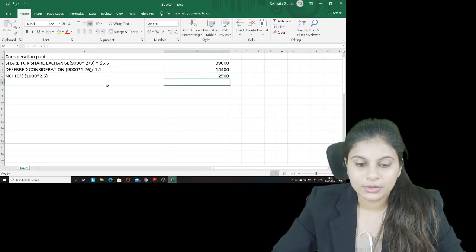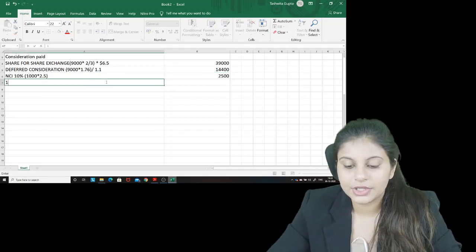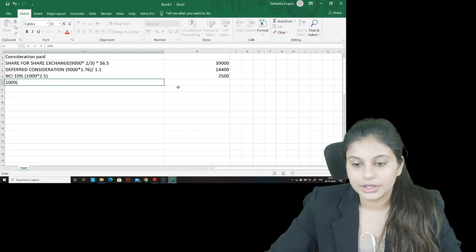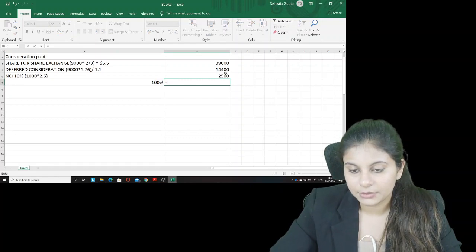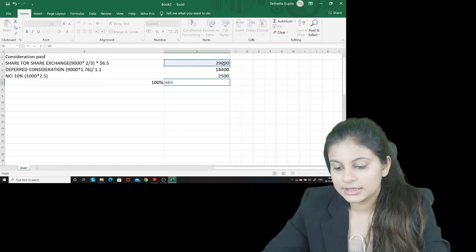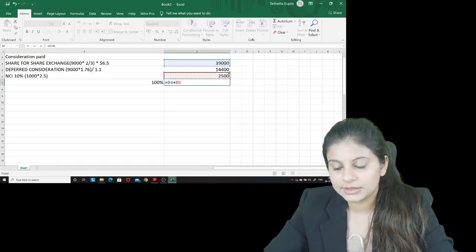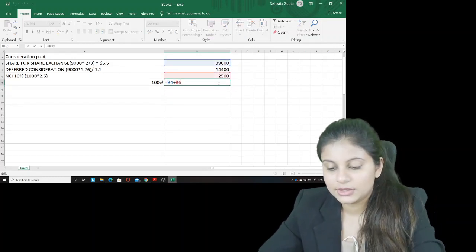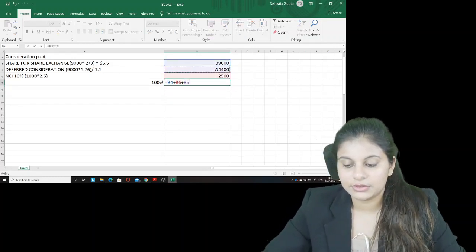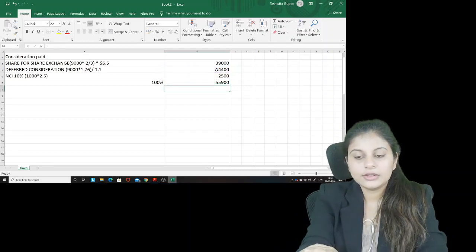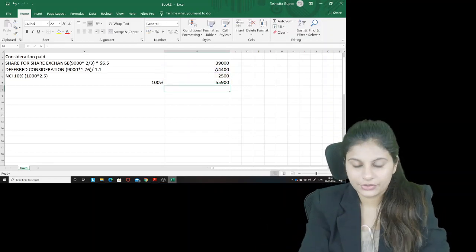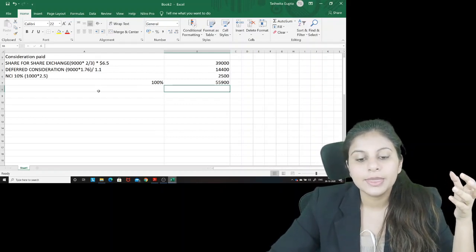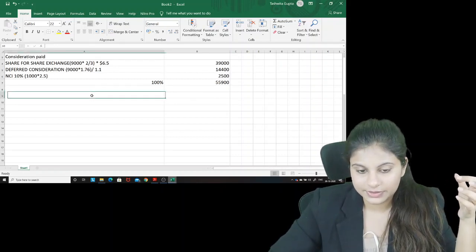Right? So what is the total consideration being transferred to the subsidiary for 100% of it? It comes out to be equal to this plus this. Plus this, right? All of them. So this gives us 55,900. Now let us compare this 55,900 with the net assets of the subsidiary.